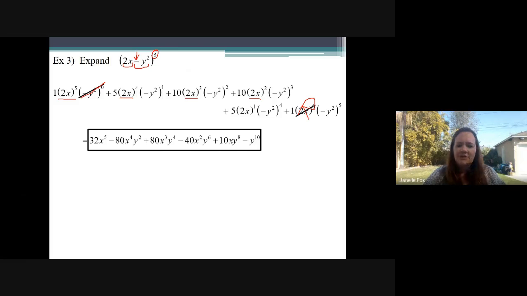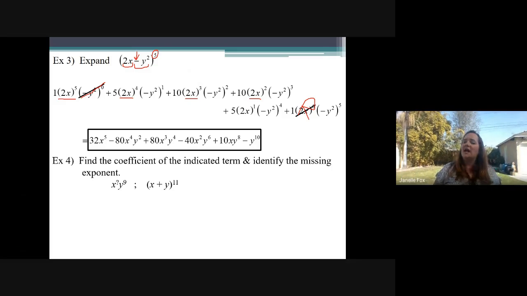Okay, let's try the fourth example. So now it's not asking us to expand the whole thing. We are not expanding the whole thing. Imagine if I was. This guy is to the 11th power. Are you kidding me, Mrs. Fox? You are trying to tell me that I would have to find Pascal's triangle, the 11th row? No, not at all.